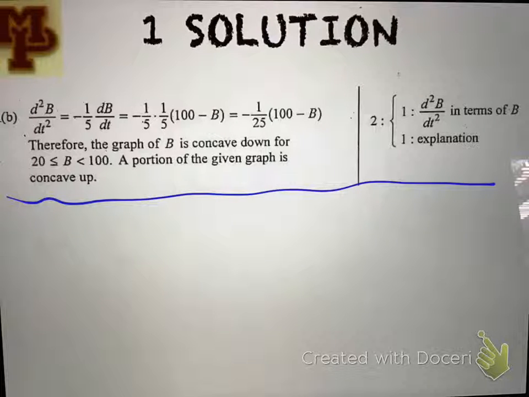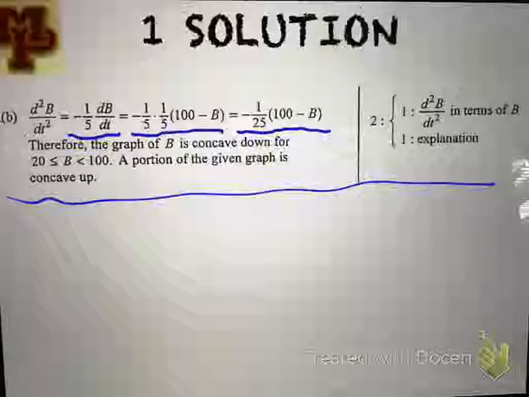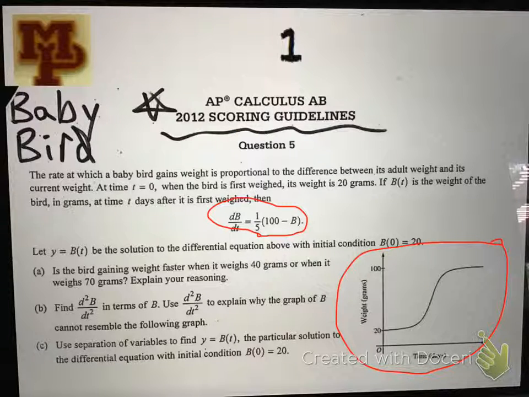They have this work, they have the negative 1/5 dB/dt, and then they take the derivative again and they get this, and then they simplify it and they get negative 1/25 times (100 minus B). But what I'd like to do is do that one just from the beginning, because when I first saw this, it kind of looked funky to me. So I want to go back to what the start is.